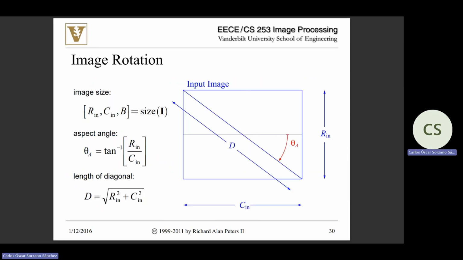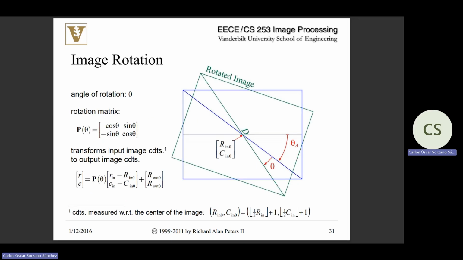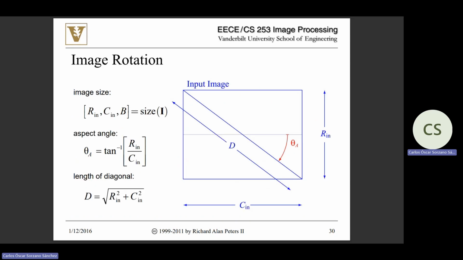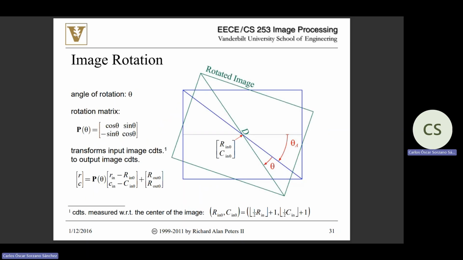Okay, so then let's go with rotations. Let's say that you have an input image and you want to rotate by some angle, theta A. Theta A is the angle between the diagonal and the horizontal axis. He's very picky about all these details about the corners, so I will concentrate rather on this part of the rotation. The important thing there is the following.